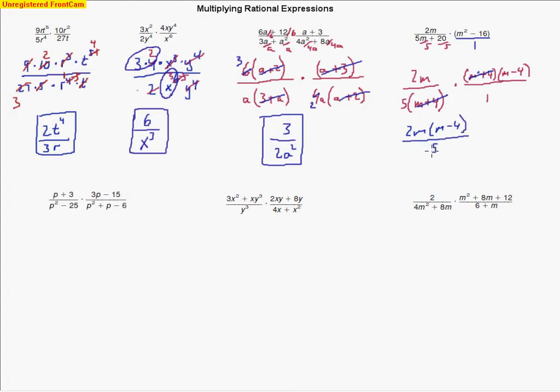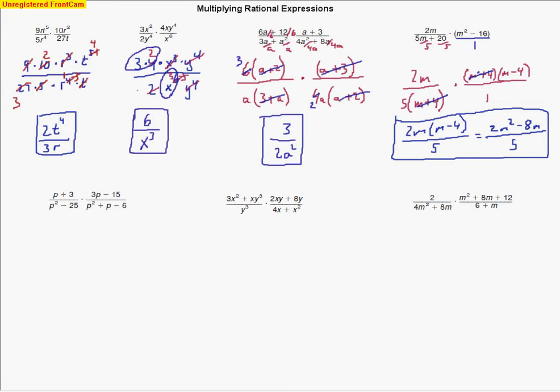Now, if you wrote this as the answer on the test, I would give you full credit. However, on some tests, especially the multiple choice tests, they might not have the answer in this form. So they might distribute that 2m over that difference and have 2m squared minus 8m all over 5. And so you need to be familiar with both answers. Either one would work for me. Those are the answers we get.